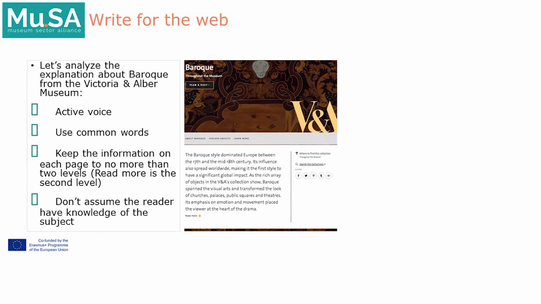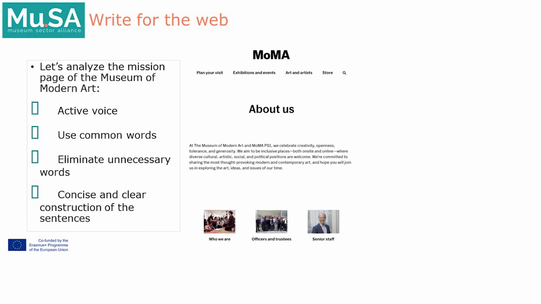Look at this example page from the Victoria and Albert Museum. The writer uses an active voice and a simple language to describe the topic. Information on the page is concise and the Read More button leads to a second level of reading. This is the mission page of the Museum of Modern Art in New York City. Also here, an active voice and a simple, concise language are used.